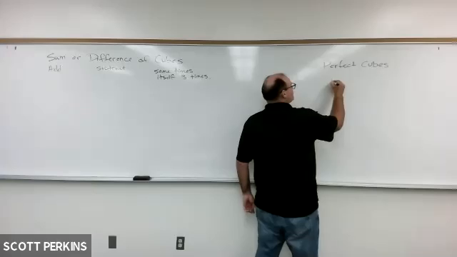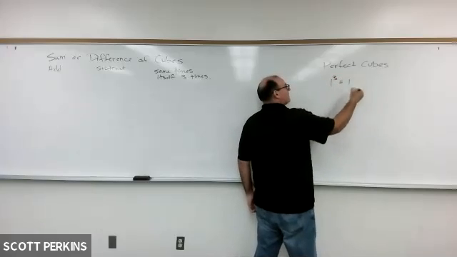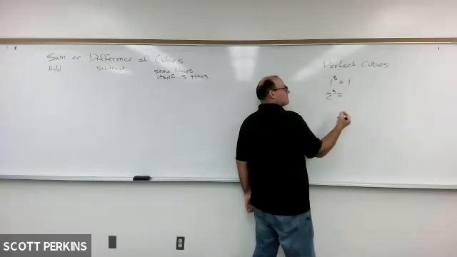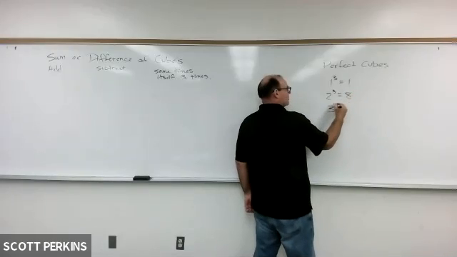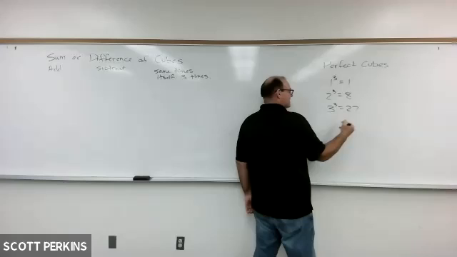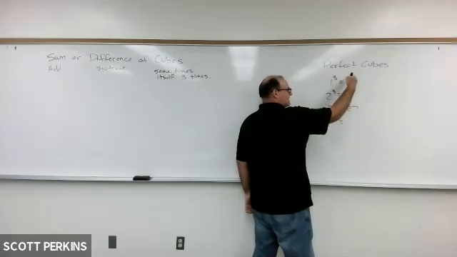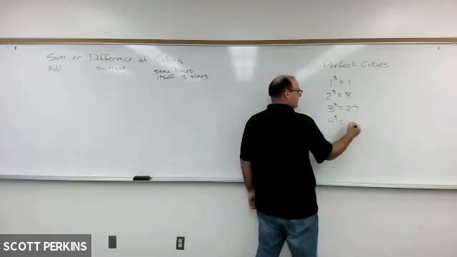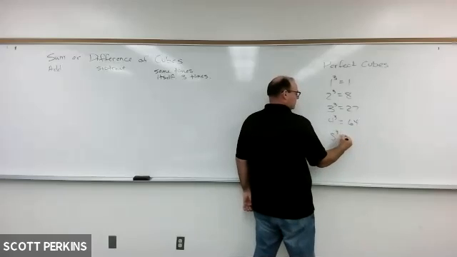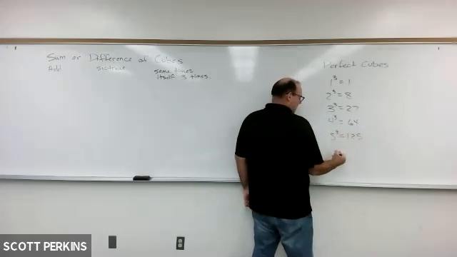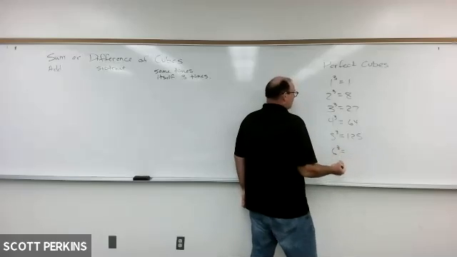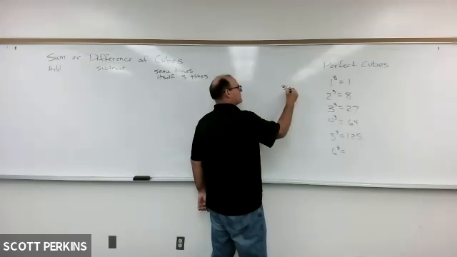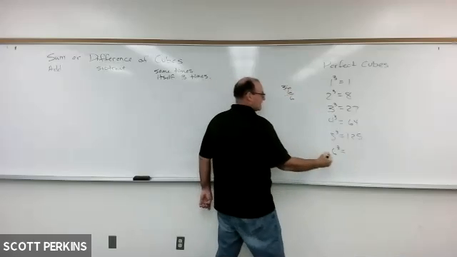But the perfect cubes: 1 cubed, 1 times 1 times 1, would be 1. 2 cubed, 2 times 2 times 2, is 8. 3 cubed, 3 times 3 times 3, is 27. These numbers here would be classified as perfect cubes. 4 cubed, 4 times 4 times 4, is 64. 5 cubed, 125. 6 cubed, I don't ever remember what 6 cubed is for some reason. 216, there we go.